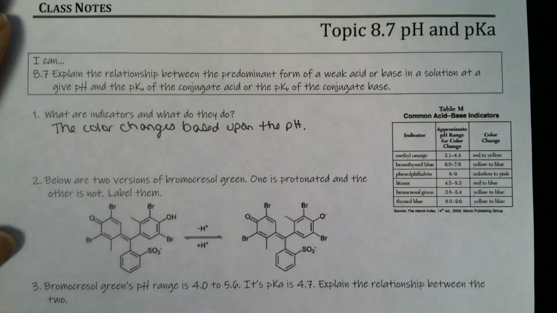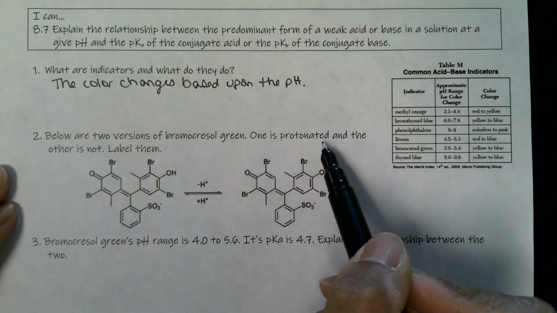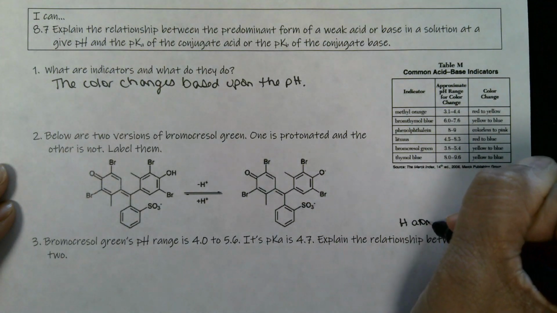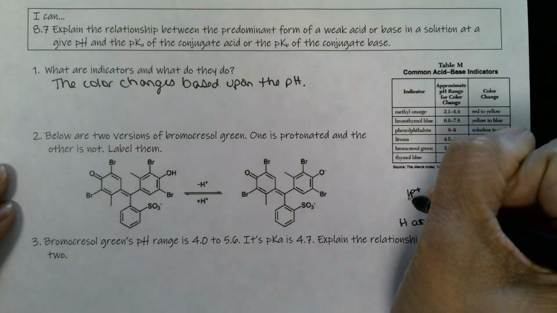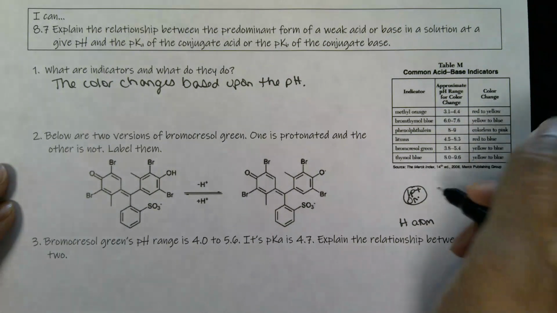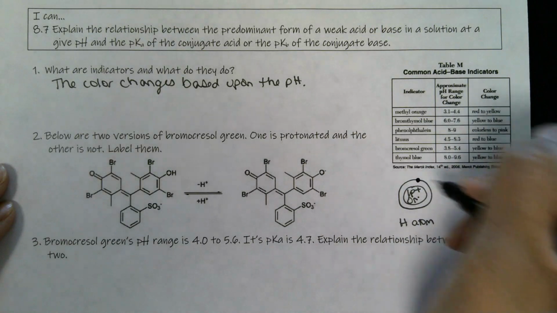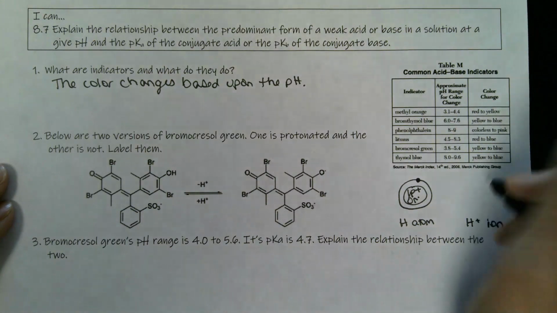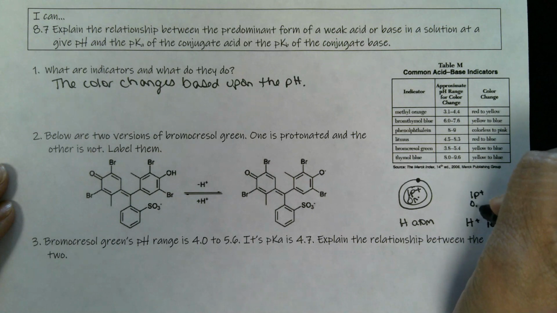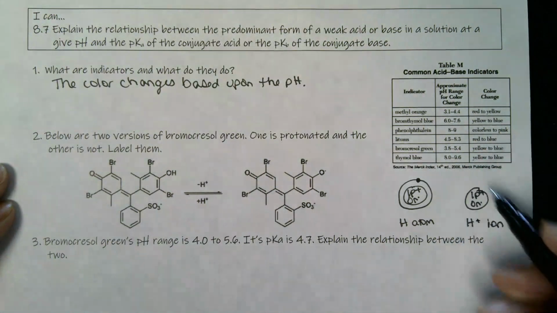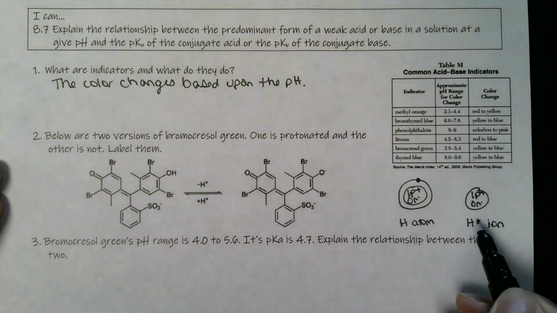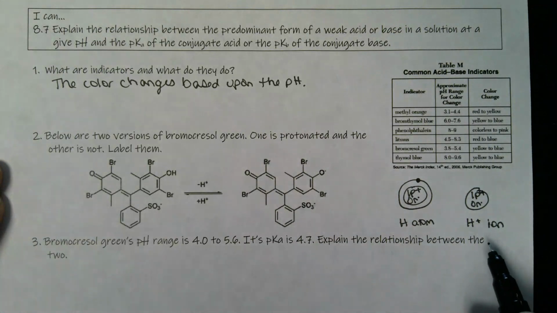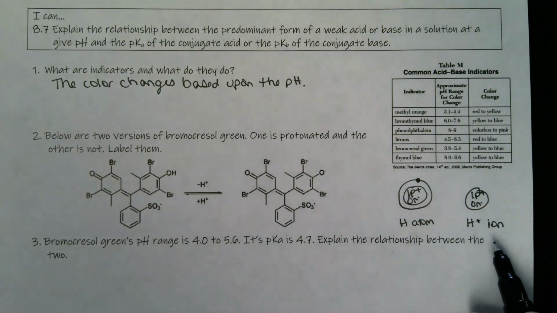Just to remind you, when something talks about protonated or deprotonated, say we have a hydrogen atom: we have one proton, zero neutrons, and one valence electron. If we remove that valence electron and make this an H plus ion, we just have one proton, zero neutrons. So essentially, it's just one proton. Anytime you see protonated versus deprotonated, it's talking about adding or removing hydrogen ions. So make sure we keep that in mind for this.